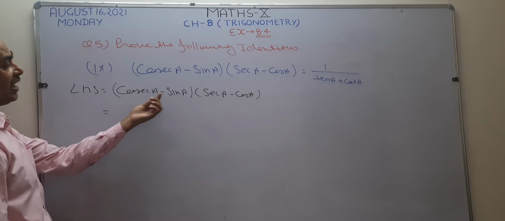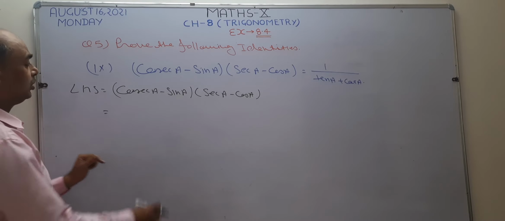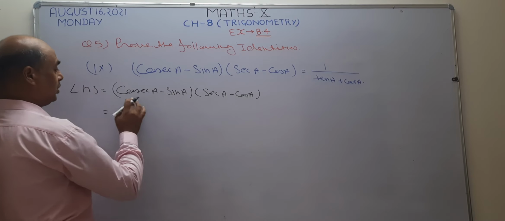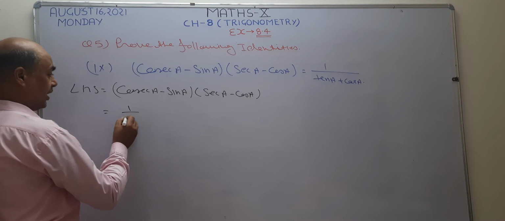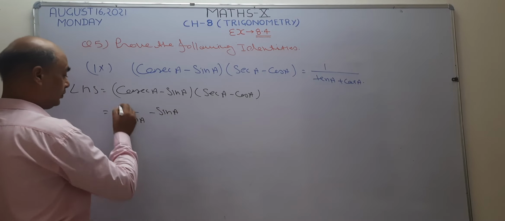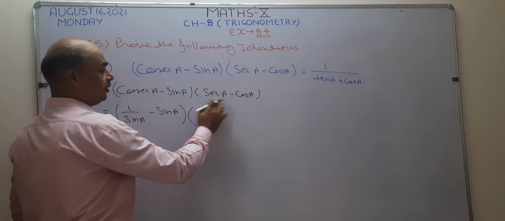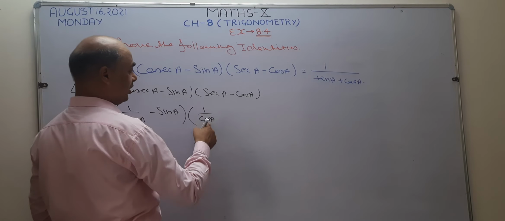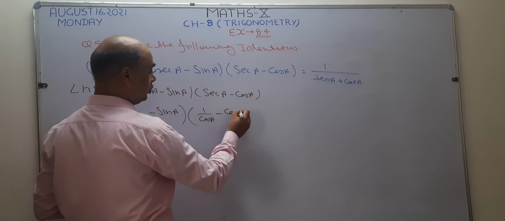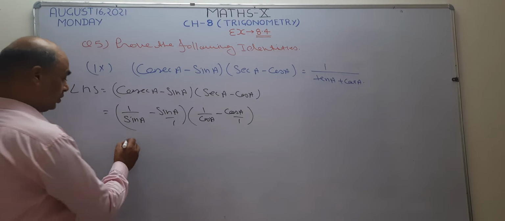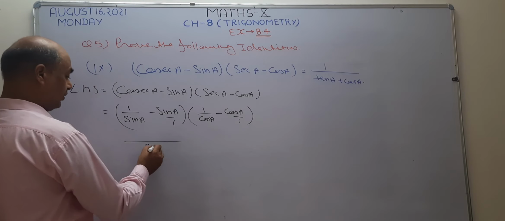We are going to convert every term in terms of sin and cos. Sin and cos are already there, so I am going to convert these two. In the first term, cosec can be written as 1 by sin A. Sin is going to remain the same. In the second bracket, sec A can be written as 1 by cos A, because the reciprocal of sec is 1 by cos, and this is already cos, so it is going to remain the same. Now what is the next step? Take LCM. So the LCM of sin and 1 is sin A.